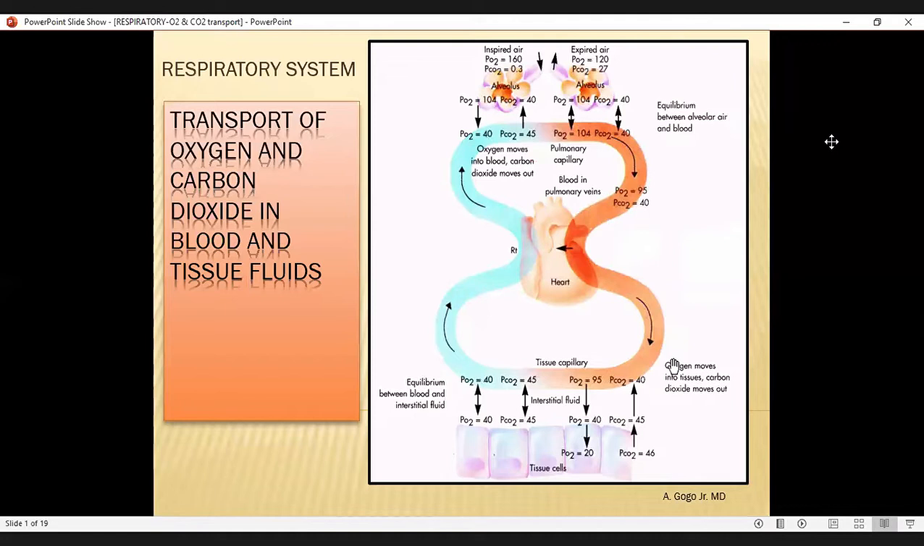The oxygen moves into the tissues and the carbon dioxide will move out, okay? Now, once it reaches the cells, the tissue capillary oxygen is 95 millimeters of mercury. This will go out into the interstitial fluid between the cells and the capillary, okay? And what happens?